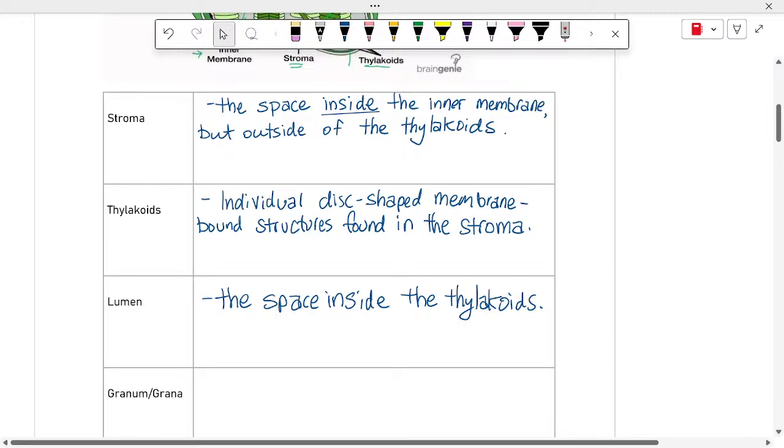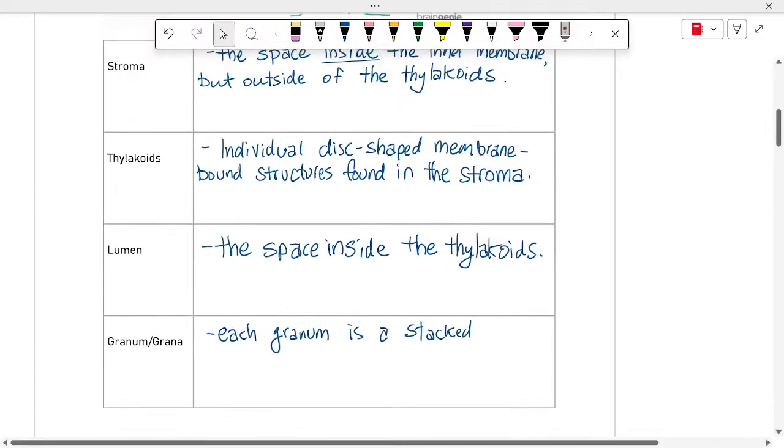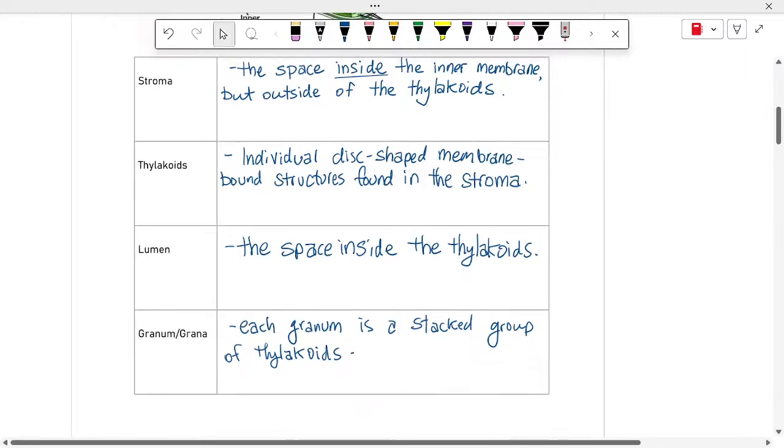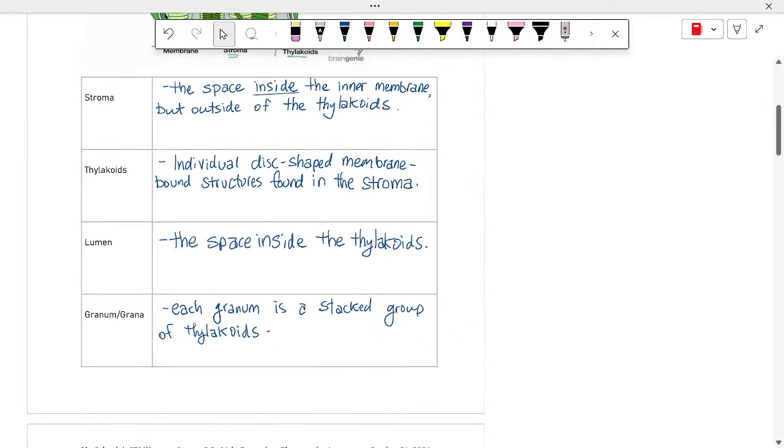And then granum, grana. Each granum is a stacked group of thylakoids. And again, granum is singular, but keep in mind it's a singular stack, right? So a granum consists of several thylakoids.